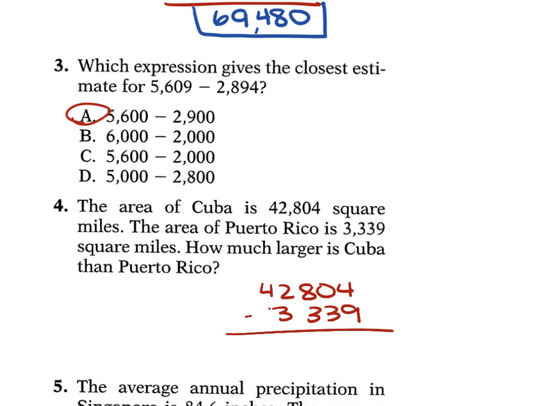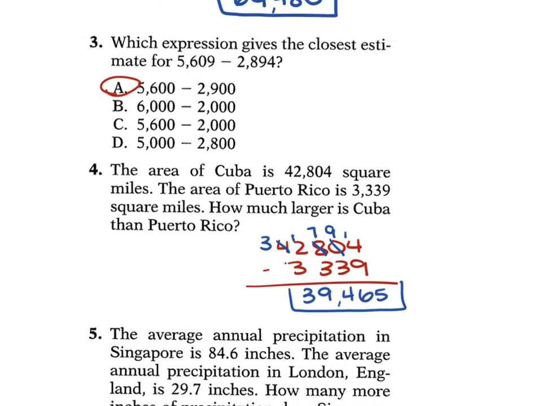3,339. All right. So you can't take 9 from 4, so it's going to become a 14, making the 0 a 9, and the 8 a 7. You can't take 3 from 2, so that becomes a 12, making the 4 a 3. So 14 minus 9 is 5, 9 minus 3 is 6, 7 minus 3 is 4, 12 minus 3 is 9, 3 minus 0 is 3. So it's 39,465.